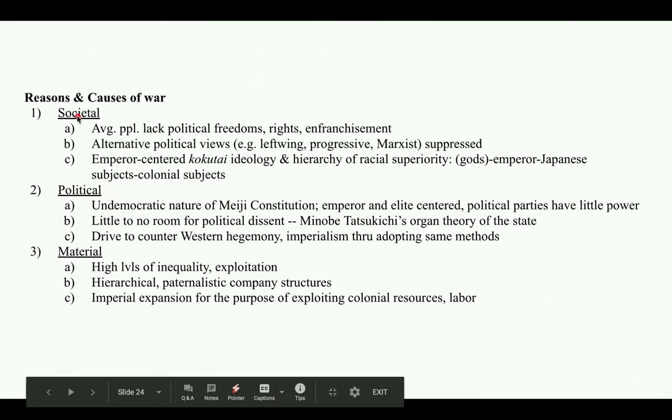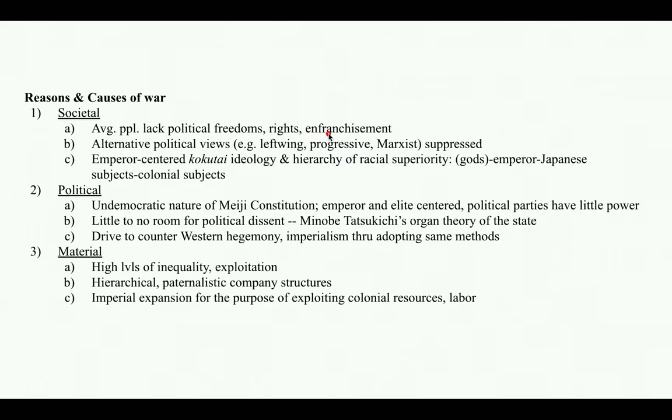And societal, this would mean just people basically lacking political freedoms and rights and political enfranchisement. People don't have an outlet to voice their concerns. They're not represented in politics. They're not encouraged to participate in politics. And this is a great obstacle to democratization.